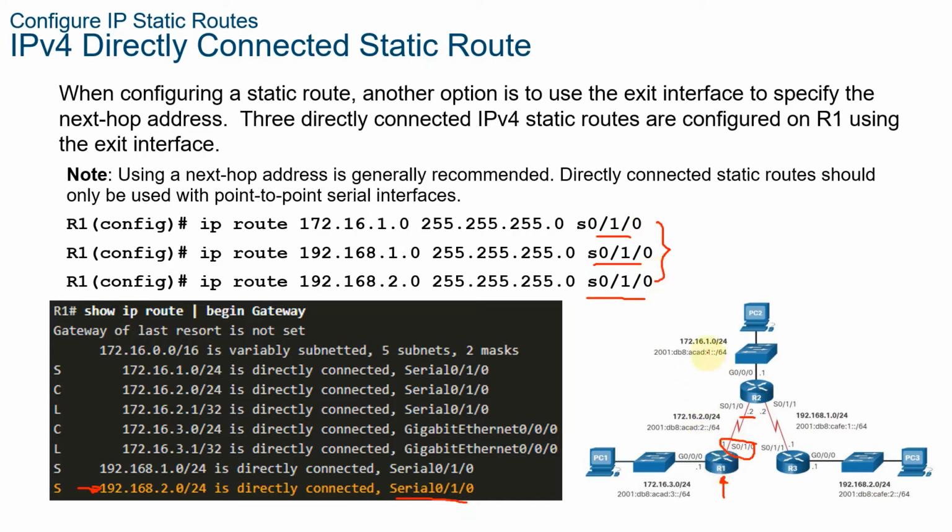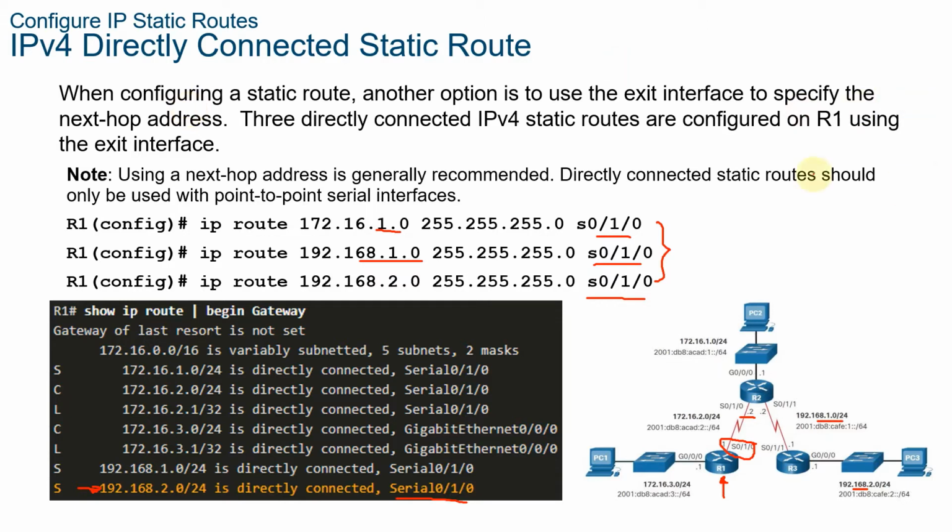Now, to reach the remote networks like 172.16.1.0, we need to use serial 0/1/0 as the exit interface. Same thing, to reach the remote network 192.168.1.0, we also have to use serial 0/1/0 as the exit interface. That also applies to remote network 192.168.2.0, using the serial 0/1/0 exit interface.